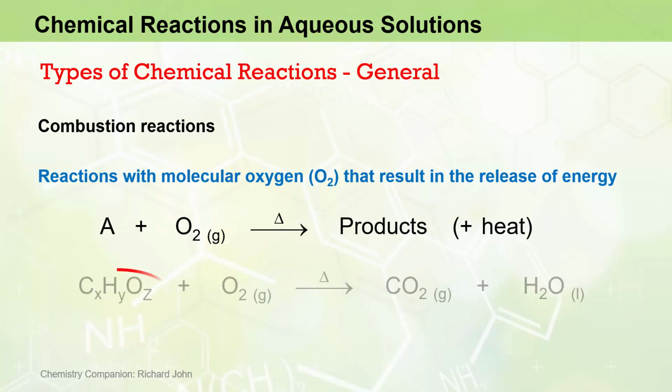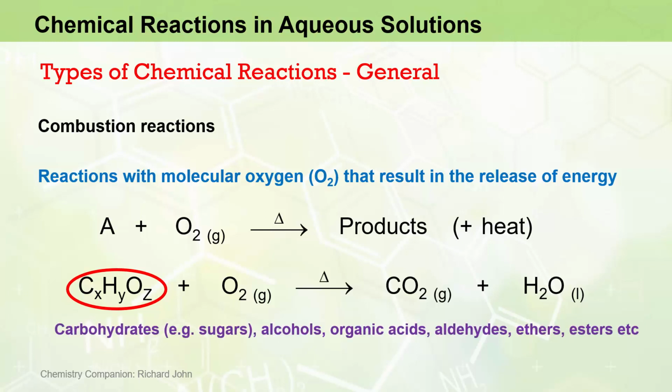It turns out that a much broader range of compounds will also burn or combust in the presence of molecular oxygen to produce carbon dioxide and water. For example, compounds that contain only carbon, hydrogen, and oxygen will follow this same general trend. And these substances include many millions of compounds from broad classes of compounds such as carbohydrates, alcohols, organic acids, aldehydes, ethers, esters, and so on.